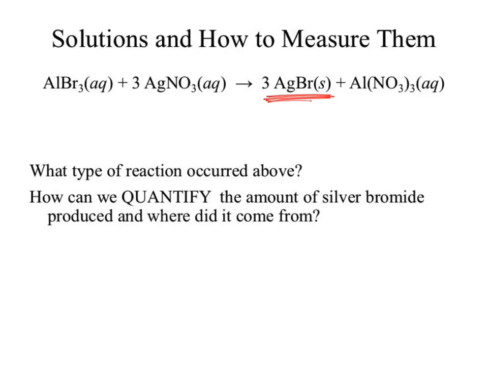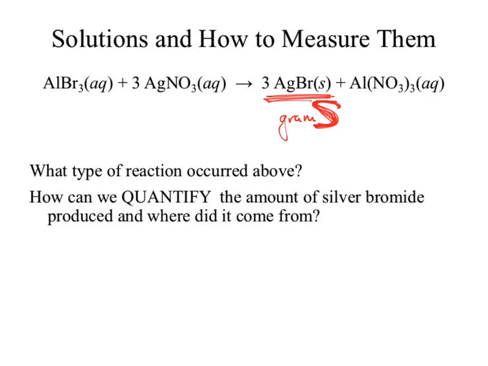Why grams? Because it's a solid. It's the only one that's a solid. Solids we measure by mass. If I was going to try and predict how much of that solid was formed, based on the amounts of materials I put in, I could say, well, the grams of aluminum bromide or the grams of silver nitrate added to this.